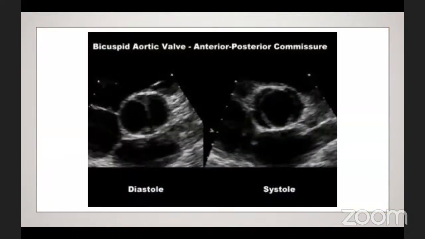This is a view of a bicuspid aortic valve, and you can see how it's opening, how there is only one vertical line, and it's opening up in systole and diastole. So the short axis view will help you a lot in defining the number of the aortic leaflets.